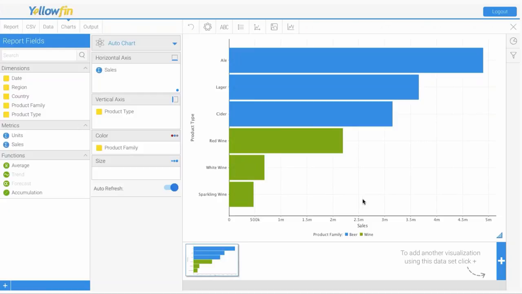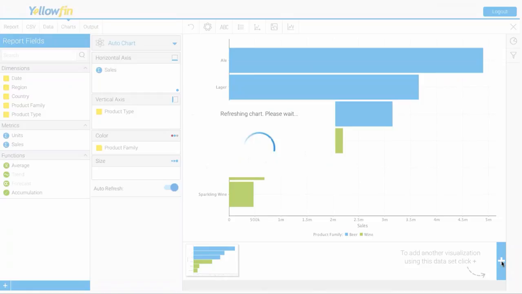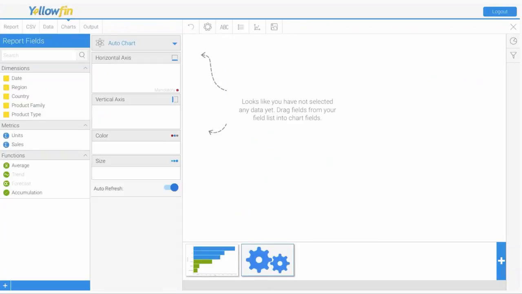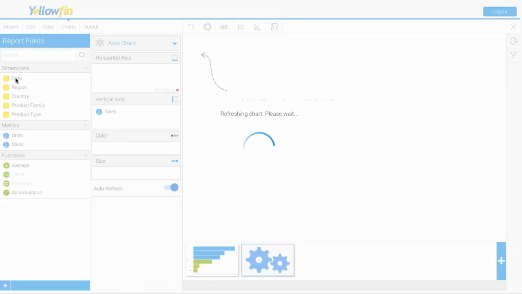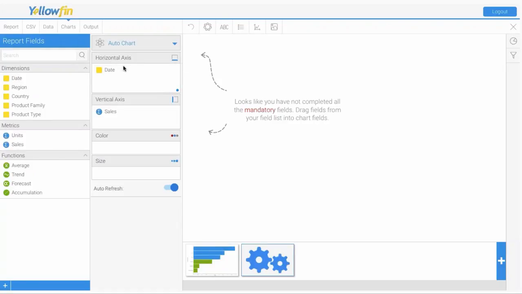So we've created one chart so far. Let's just create another. So we're just going to press plus here to create our next data visualization. And now let's look at how Yellowfin works using sales over time. So to do that, I'm going to take my sales in the vertical and my date under the horizontal axis.